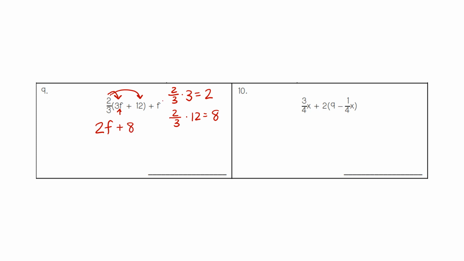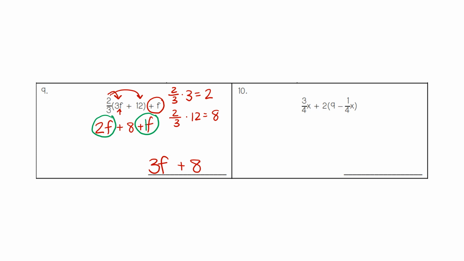The plus f at the end stays the same as it is not part of the parentheses, so it does not get multiplied. We can then combine the like terms just like we did yesterday. The 2f and the positive 1f would give us a value of 3f. The plus 8 would stay the same as it is not a like term and does not get combined.